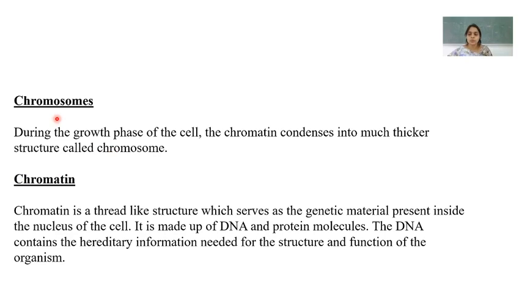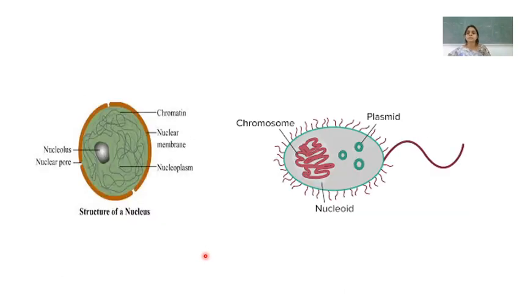First, let us know what chromosomes are. During the growth phase of the cell, the chromatin condenses into a much thicker structure called chromosomes. So what is chromatin? That's a thread-like structure which serves as genetic material, present inside the nucleus of the cell, which is made up of DNA and protein. The DNA contains the hereditary information needed for the structure and function of an organism.